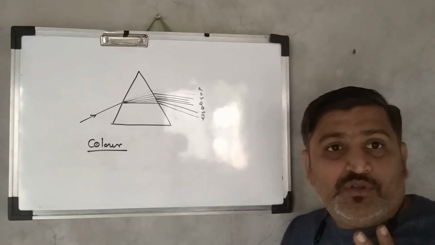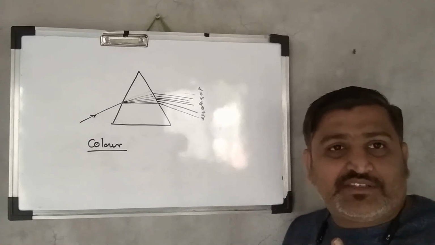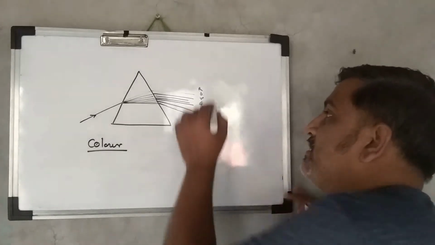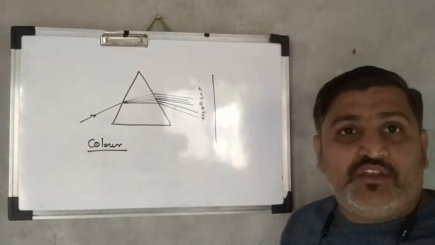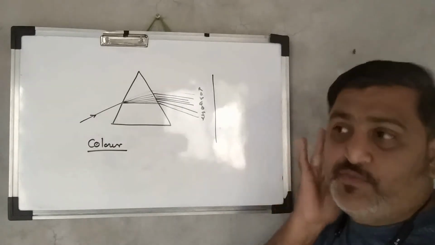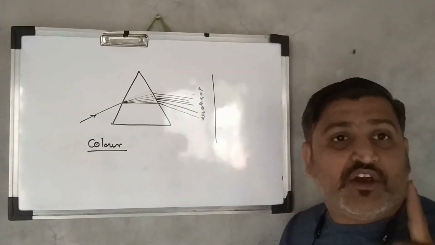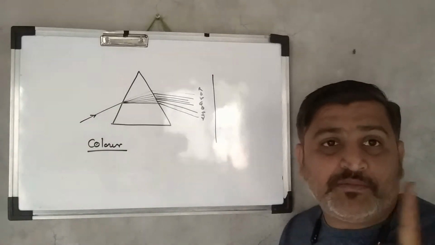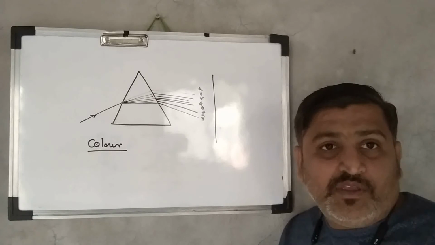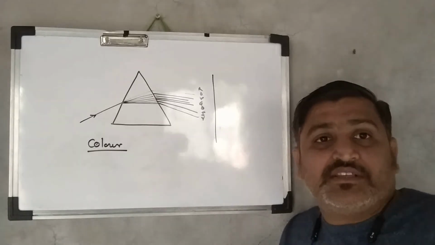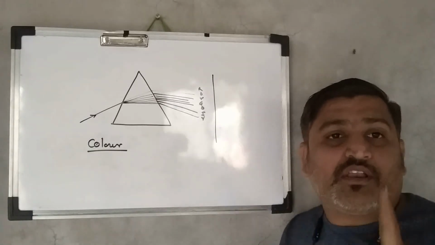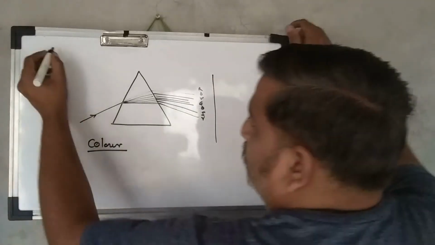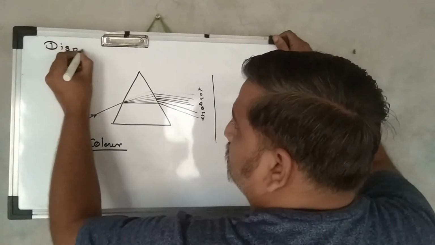Understood? So these colors, patches or bands, he got on the white screen. On the white screen he got these different color bands. These are not because of the prism. ये prism के वजह से नहीं है. Okay, it means they are the constituent colors of the ray of light. So he concluded this.